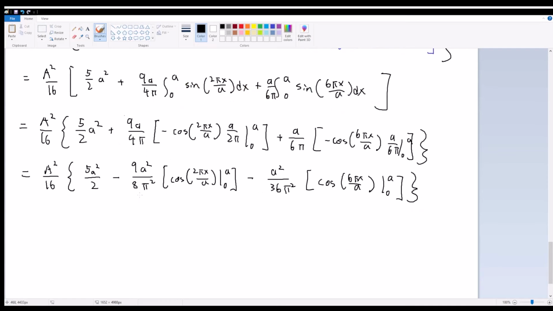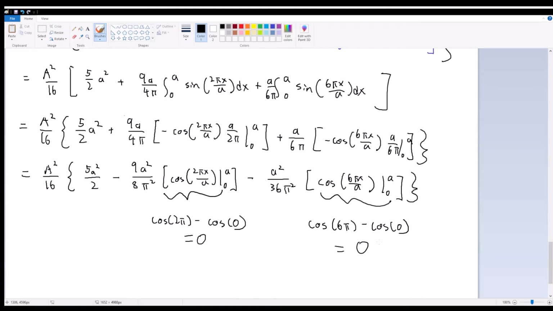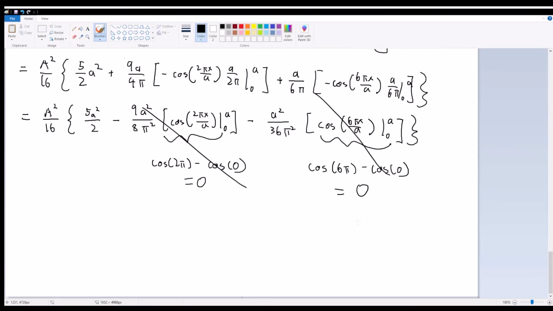Okay, now we can expand this out. So this is going to be cosine 2 pi minus cosine of 0, which is actually just equal to 0. Over here we have cosine of 6 pi minus cosine of 0, which is once again just equal to 0. 1 minus 1. So these latter two terms just go away, and we're conveniently left with a squared over 16 times 5a squared over 2.